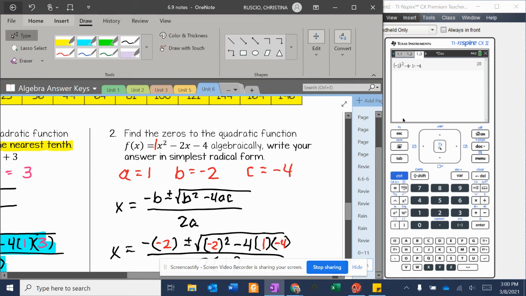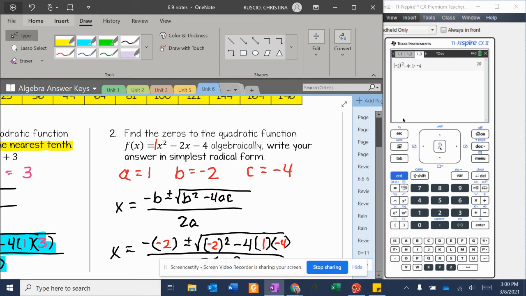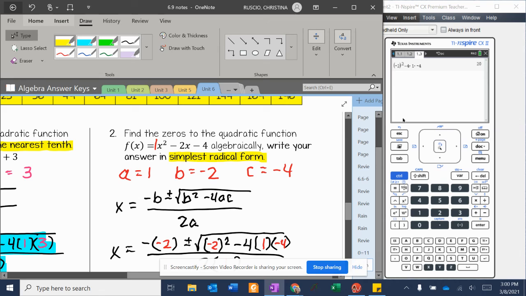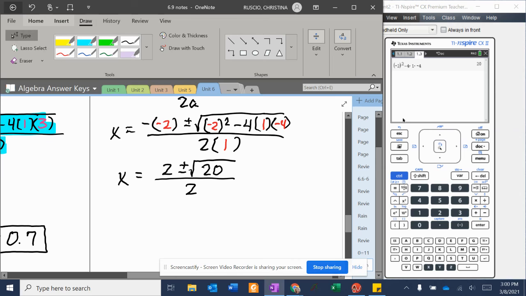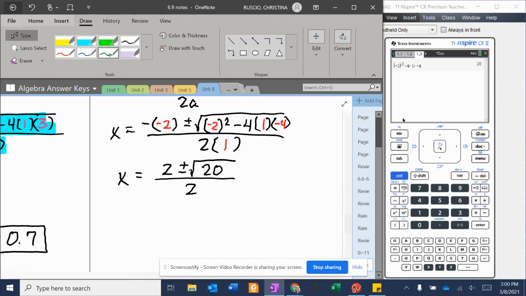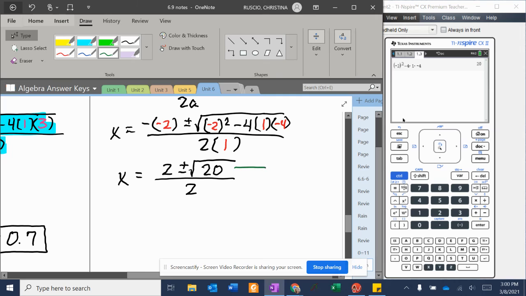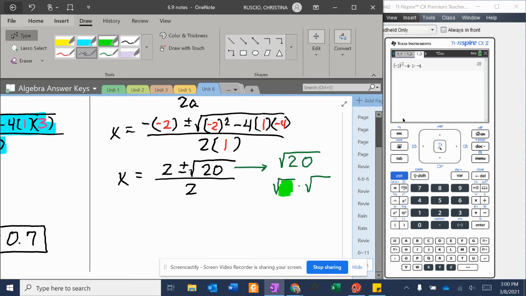Read the directions up here. Simplest radical form. This means we have more work to do. Check out our radical. We got to simplify it. So let's creep on over here. Let's simplify the square root of 20. Remember, we want two numbers that multiply to 20. This dude right here has to be the biggest perfect square factor.